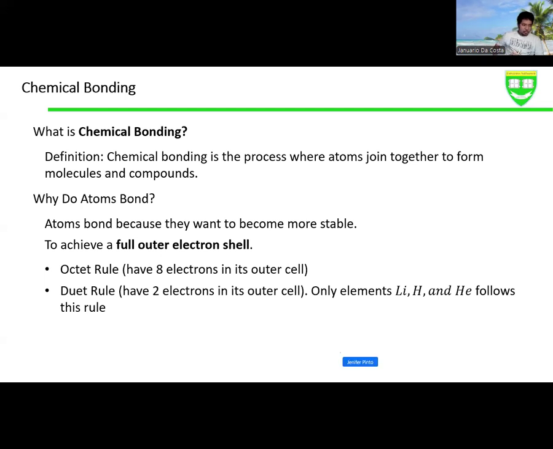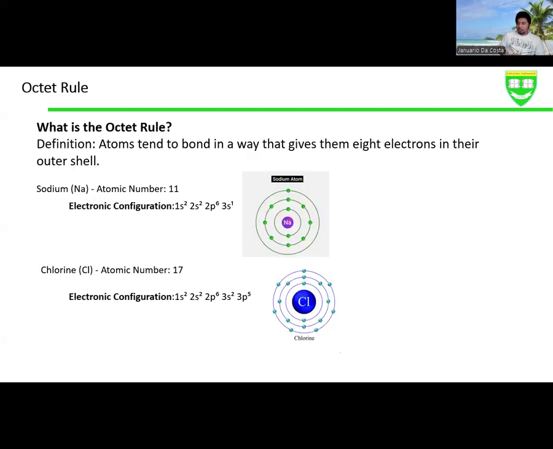All right, so what is the octet rule? Jennifer Pinto, can you read the definition of the octet rule for us? Okay, sure. The octet rule is that atoms tend to bond in a way that gives them 8 electrons in their outer shell. So basically, the octet rule is where atoms bond together in a way that gives them 8 electrons in their outer shell.